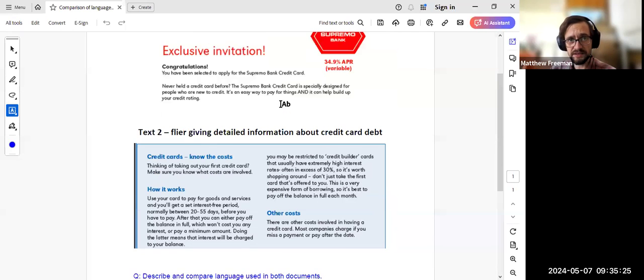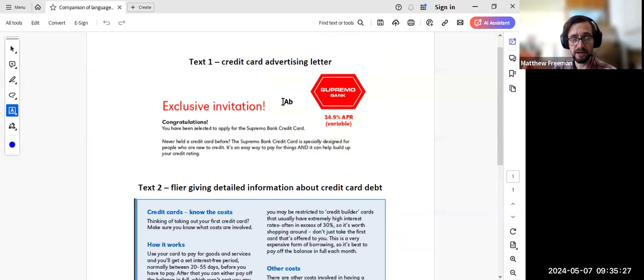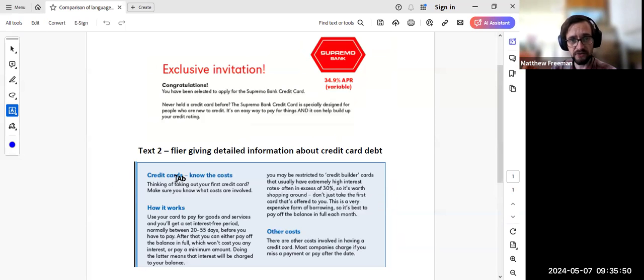Okay, so this is one of the trickier questions you might get on the level two reading paper, and I do want to go through it in some detail because there are several different steps you have to do. I've just taken snippets of text here. For context, the first text is taken from a credit card advertising letter, the sort of thing you might get through your door, trying to get you to take out a credit card. The second is a flyer giving detailed information about credit card debt, so you know what the benefits and risks are before you take out a credit card.